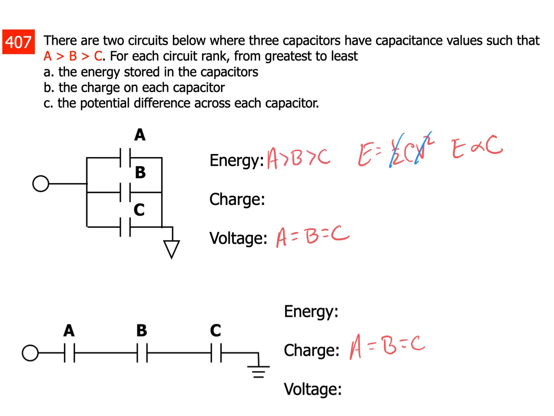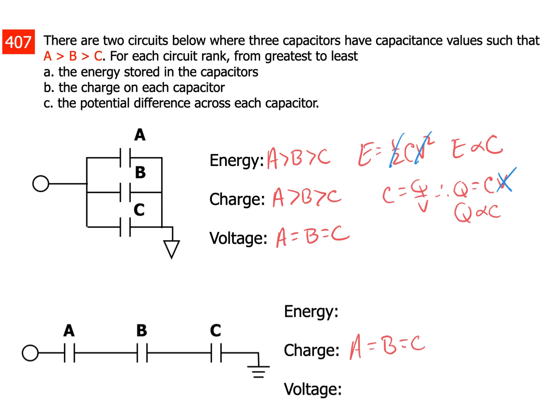Now, the charge, I know that for a capacitor, C is a ratio of charge to voltage. Therefore, the charge is equal to C times V. Now, for each one of these, V is going to be the same. So that means that the charge is going to be proportional to C. So the bigger the capacitance, the more charge it's going to have since they all have the same voltage. So that means that A is greater than B, which is greater than C.